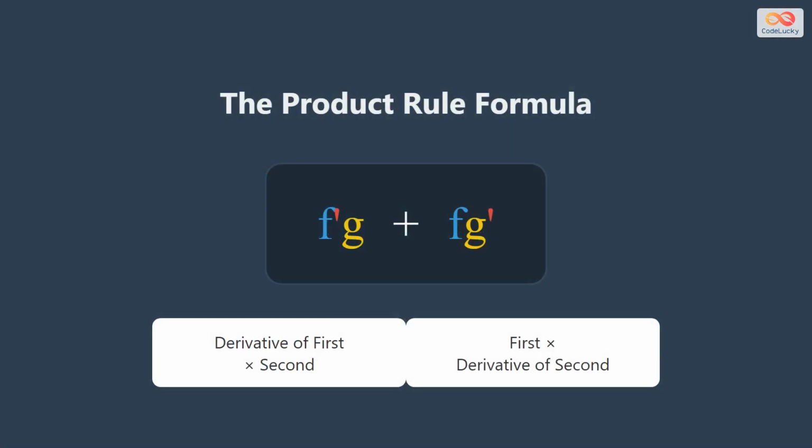Here is the official formula for the product rule. The derivative of f of x times g of x is equal to f prime of x times g of x plus f of x times g prime of x. In simpler terms, it is the derivative of the first function times the second, plus the first function times the derivative of the second.